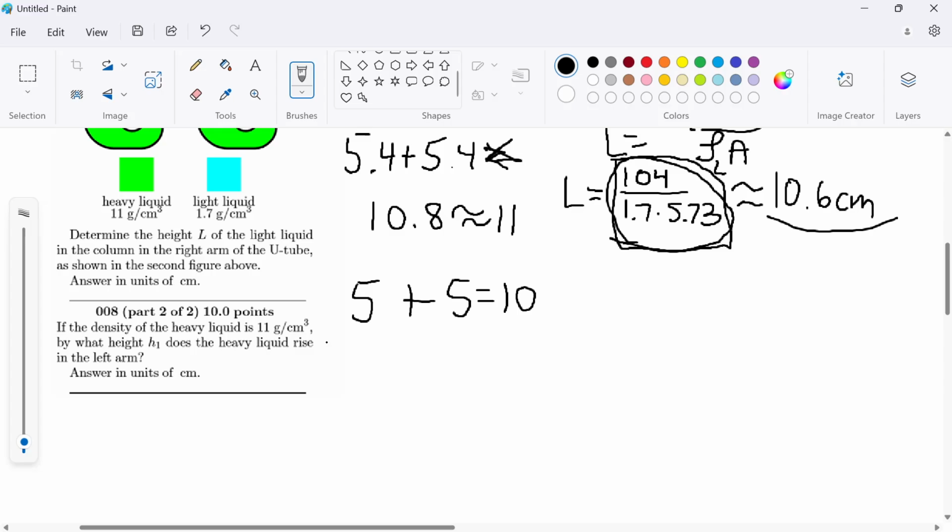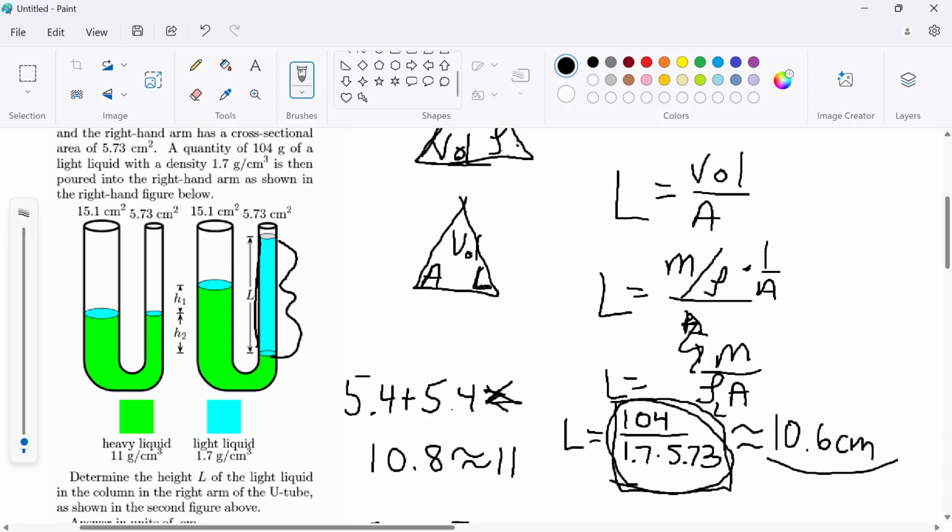It says the density of the heavy liquid is 11 grams per cubic centimeter. By what height, H1, does the heavy liquid rise? Well, here's the situation. The liquids are like that. Look at this right side here. The heavy liquid loses this much height. So what the heavy liquid loses there is H2, and this is area 2. I'll call that area 2. You'll see why in a moment. And the heavy liquid gains H1, and I'll call this area 1.